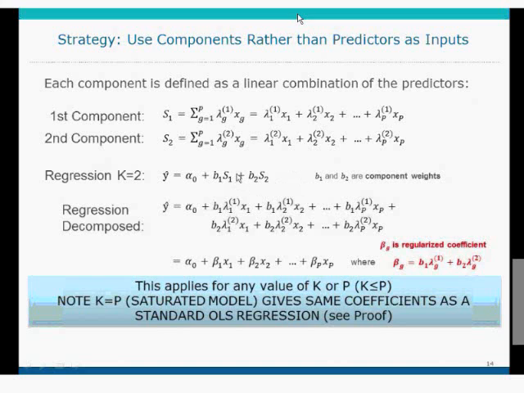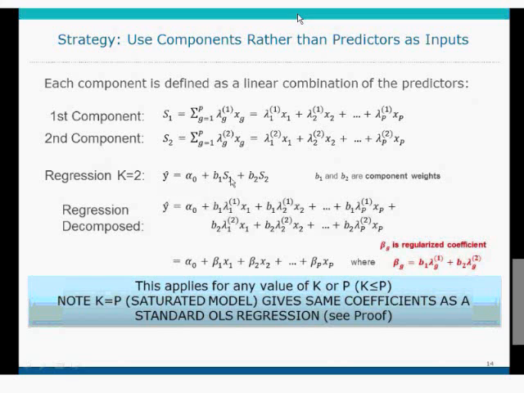But suppose we use some approach for getting the components. So we get the loadings in some way, and we compute the components. We use those as predictors, and we get these component weights. And this leads to the predictions that we're going to use for y hat.